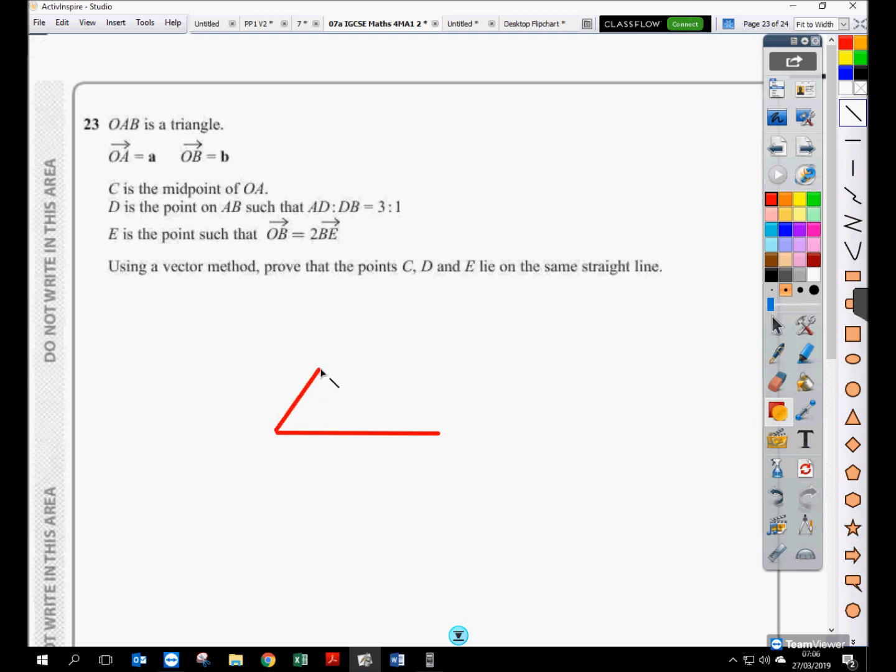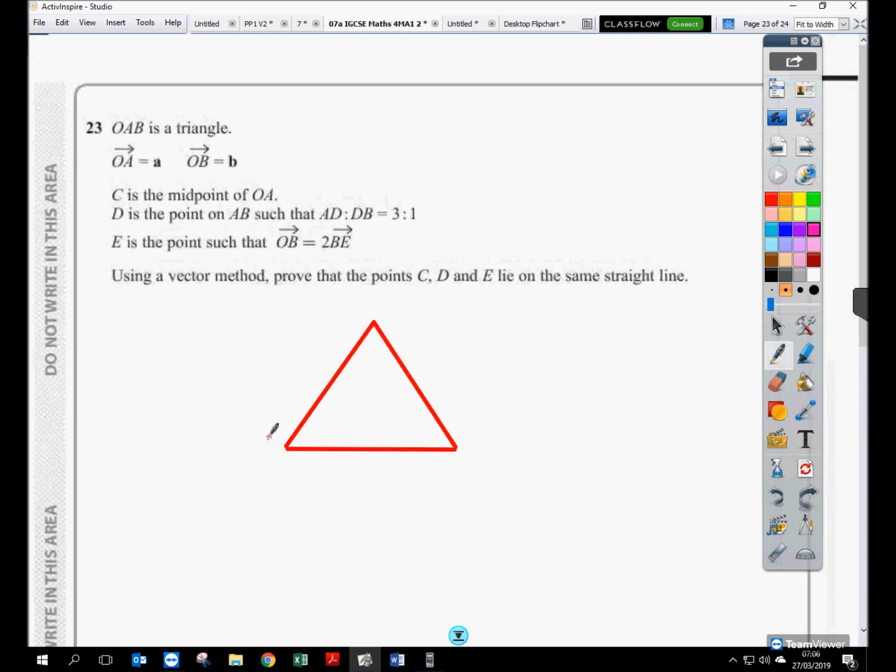So I'm just going to draw a random triangle. So this is point O. Let's call this A. Call this B. So vector O to A is A. And vector OB is B. Okay. Arrowheads are important.